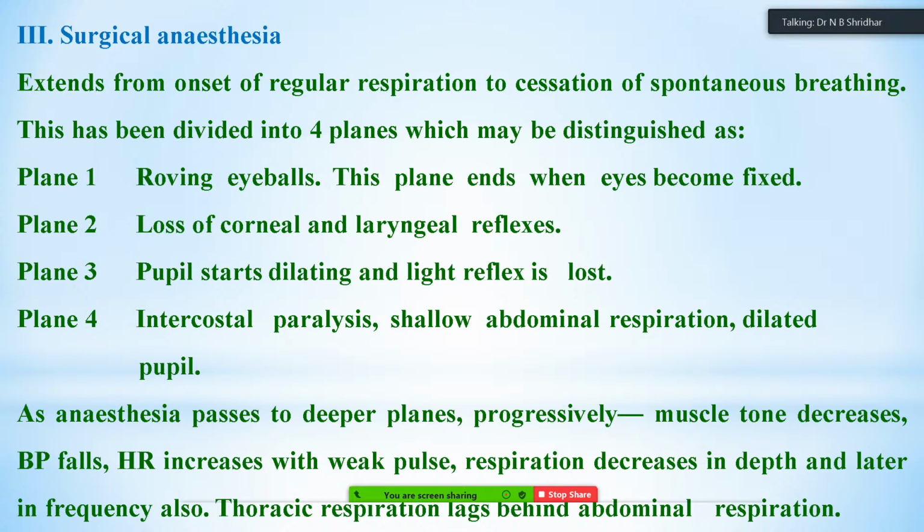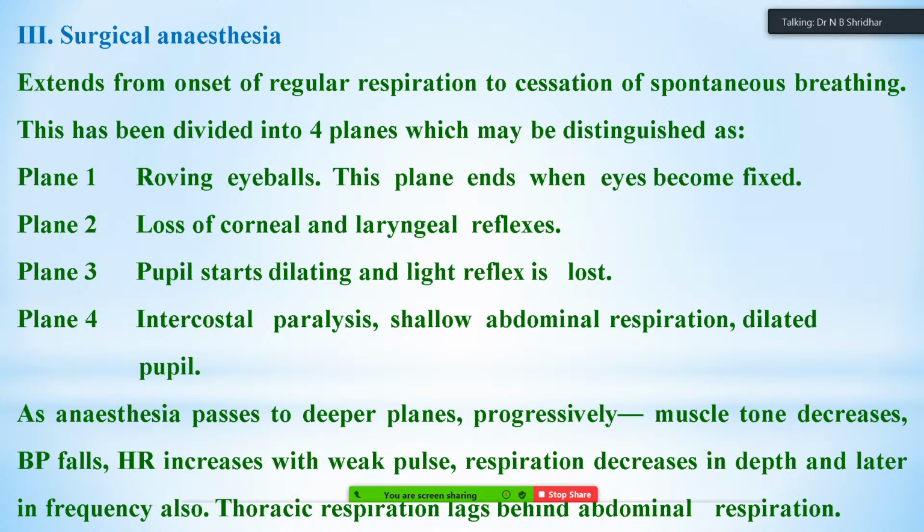The spontaneous breathing will be very slow, and this stage has been divided into 4 planes. In plane 1, the rolling of the eyeballs will be seen, and this plane ends when the eye becomes fixed. That is the stage where we can start the surgery. Plane 2 is the loss of corneal and laryngeal reflexes, because in this stage the animal is unable to swallow, respiration becomes very slow, and both eyes are fixed.